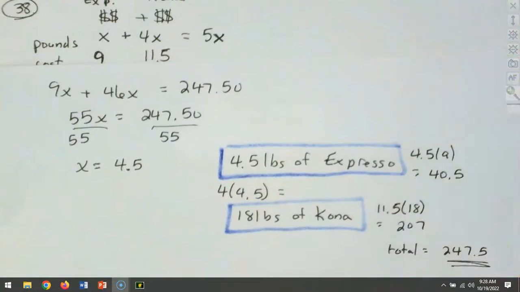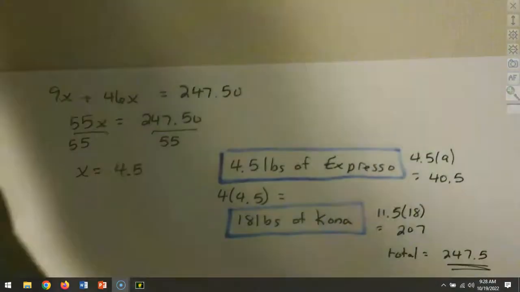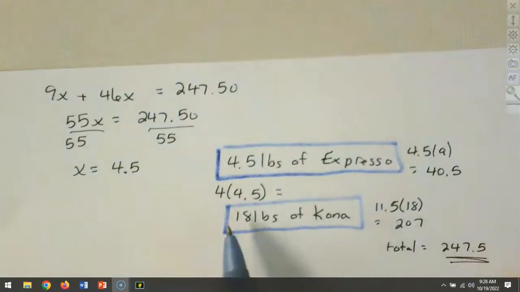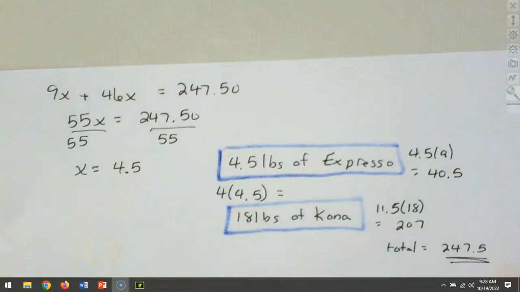Is everyone okay with how I did that? I just chose to work this one out just so you'd see another example of doing the whole entire process. So we find x, we have to get both of them, and you don't have to check them like this, but I like to so you see how it makes sense. And 4.5 times 4 should give you that 18, which it does, right? 4 times as much.